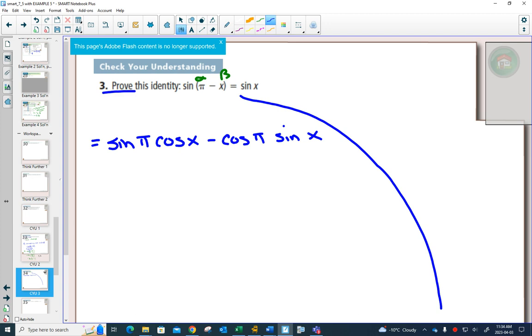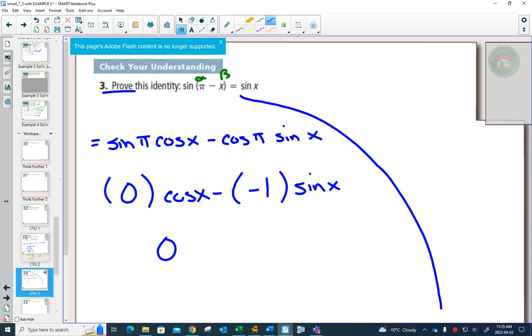However, we know what sine and cos of pi are from our unit circle, right? Sine is x coordinate or y coordinate? Sine is your y coordinate, so that would be 0 times cos of x minus, and cos is your x coordinate, and at pi, your x coordinate is -1. So 0 times cos of x would just be 0. Negative times a negative will be positive.